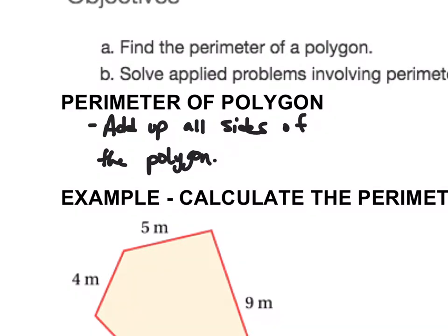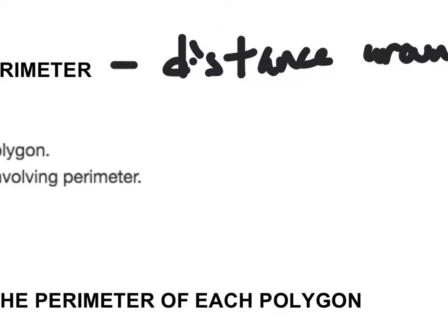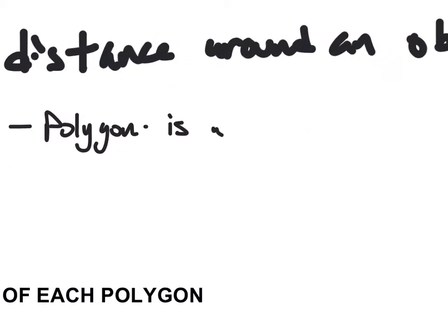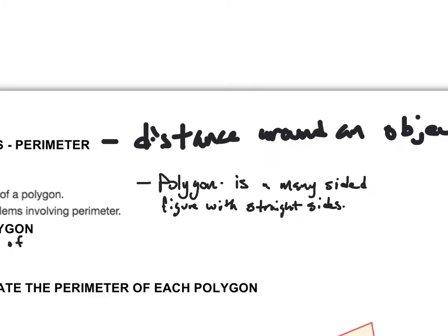Okay, and before we move on, a polygon. All right, so let's write this up here. That a polygon is a many-sided figure with straight edges, straight sides. Okay, so we're not going to be dealing with curves just yet. We will, in a bit.